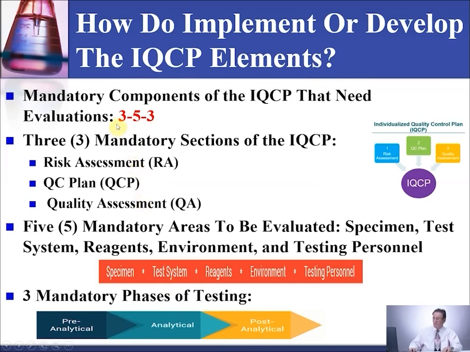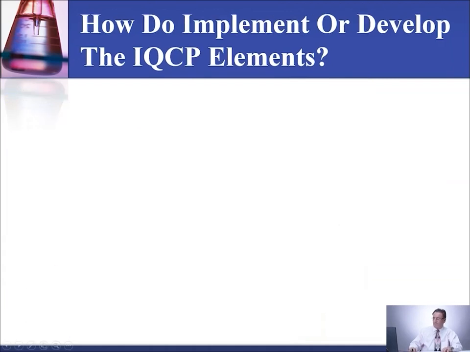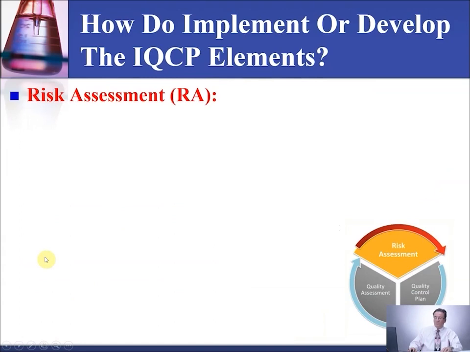So 3 mandatory elements. Each one of them you need to evaluate using the 5 mandatory areas, and you need to cover the 3 mandatory phases of testing: pre-analytical, analytical, and post-analytical. 3, 5, 3. So we're going to start talking about these 3 elements one by one. We're going to start with risk assessment, RA.